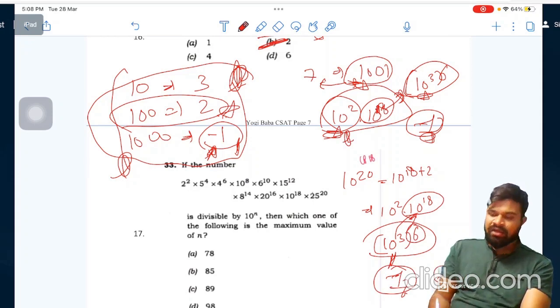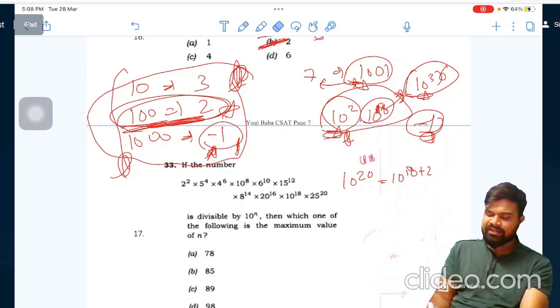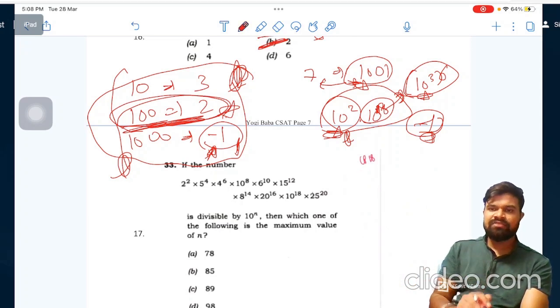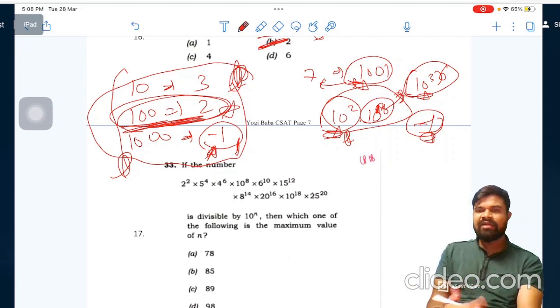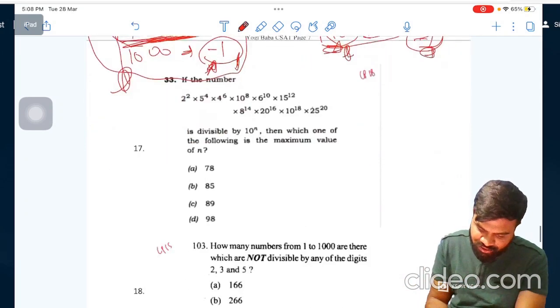Now you are left with just 10 square, which means 100. You need to find the remainder for this 100, and you can do it using a simple calculation: 7 into 14 is 98, and therefore 100 will give you remainder 2. This is why I'm pushing this so much, because every year there is a chance of getting these questions, and every year there is a chance of getting them wrong.